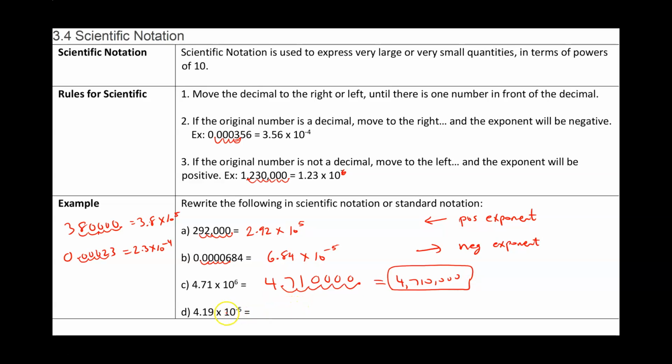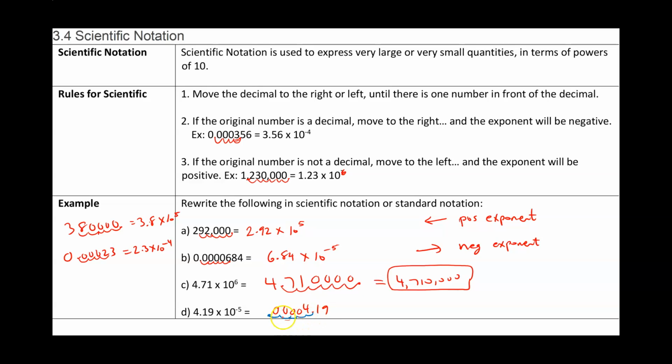However, on the other side, if we have 4.19 times 10 to the negative 5th, then a negative exponent means we move the decimal to the left. So from here, we're going to move the decimal 1, 2, 3, 4, 5 times, and it's going to end up right there. Every time there's a blank spot, it needs to be filled with a 0. So we have 4 zeros.